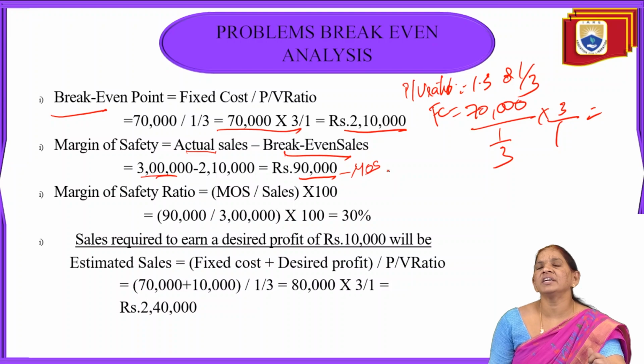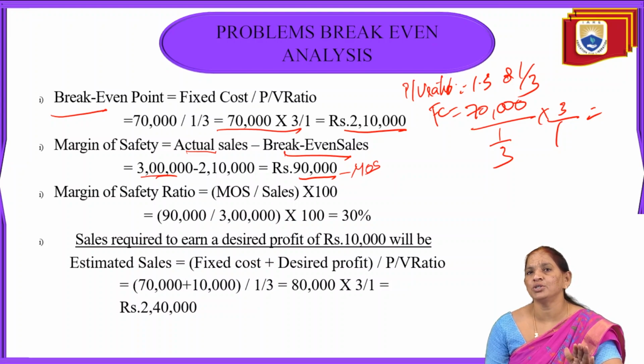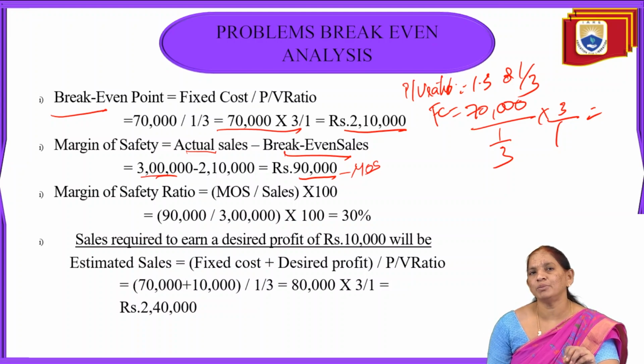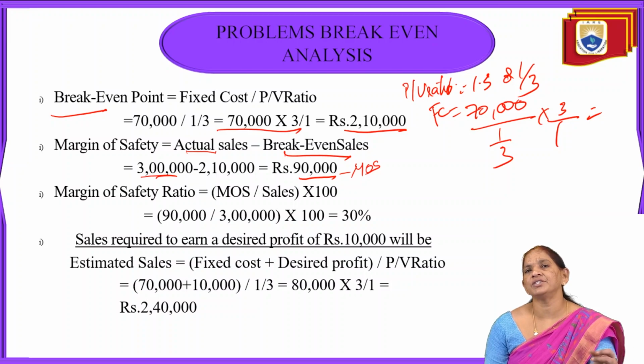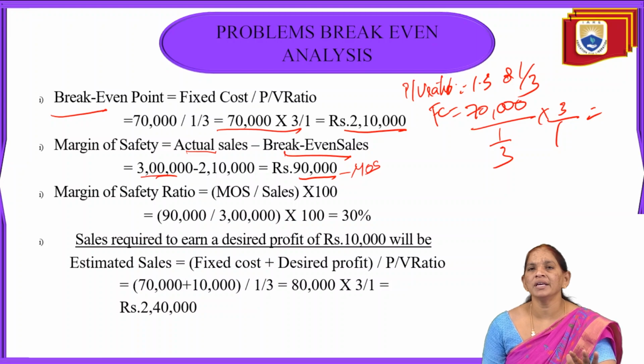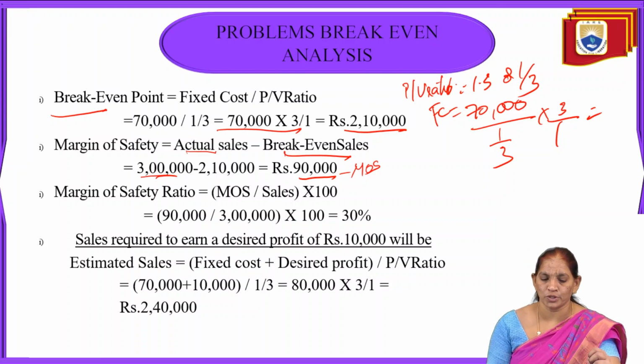So we are on the safe side. The organization's no profit, no loss point is 2,10,000, but its revenue is 3 lakhs. So what is the margin of safety? How far the organization is safe? It is 90,000 rupees. It is on the safe side, even if there are some fluctuations or calamities. The organization will be safe until its sales fall by 90,000.